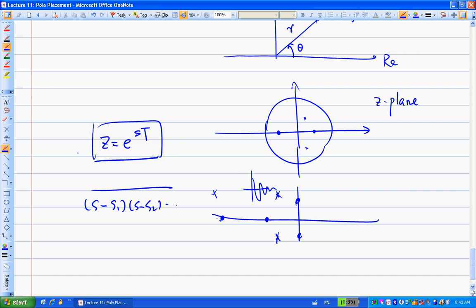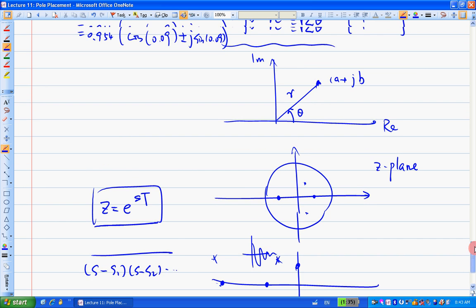So let me deviate a little bit here, and let's talk about the second order continuous transfer function first.